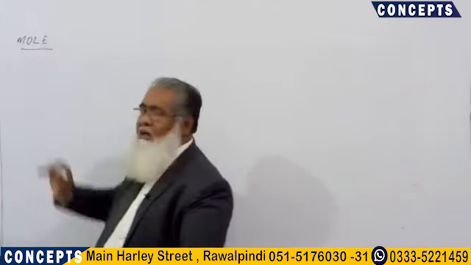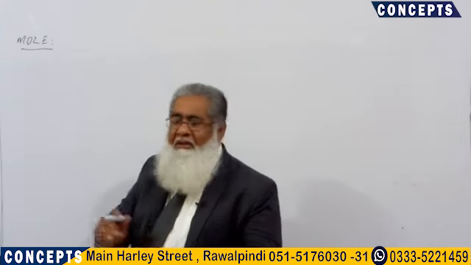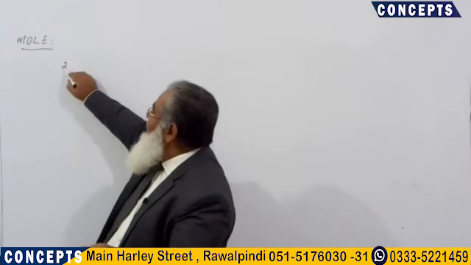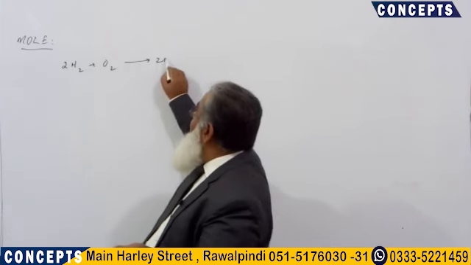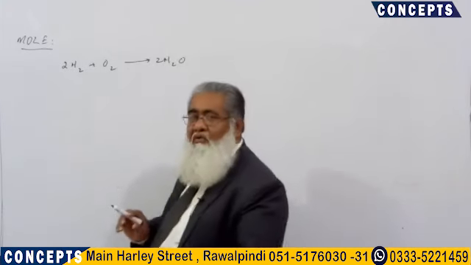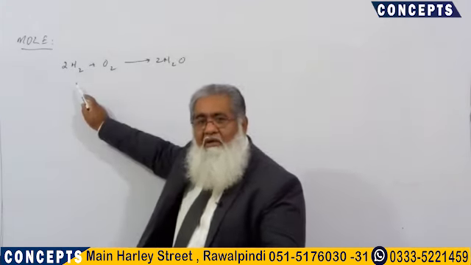Whenever we write a balanced chemical equation, for example, hydrogen plus oxygen to form water, we say 2 moles of hydrogen will combine with 1 mole of oxygen to produce 2 moles of water. What is a mole? When we are saying 2 moles of hydrogen, what is meant by a mole? That will be our today's topic.